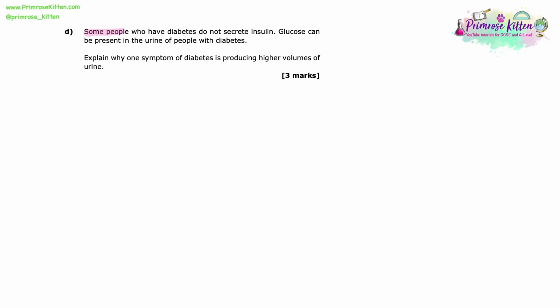Some people who have diabetes do not secrete insulin. Glucose can be present in the urine of people with diabetes. Explain why one symptom of diabetes is producing higher volumes of urine.